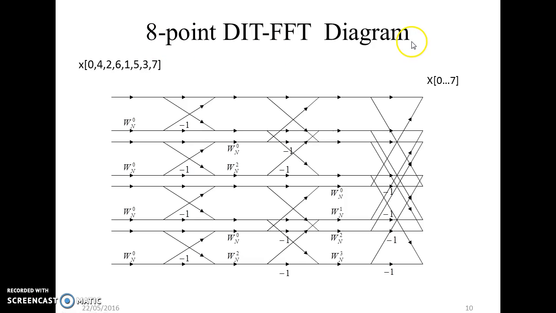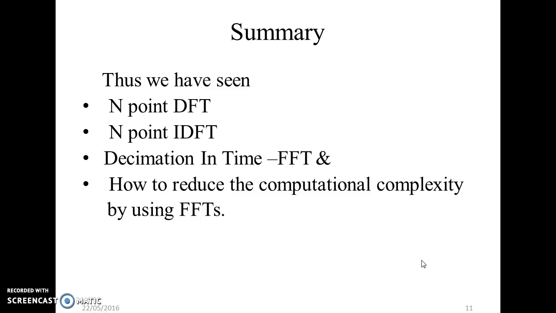8-point DIT FFT algorithm. If we are taking N equal to 8, that is an 8-point sequence, then we get the final decomposition, which is as shown in the figure. This is x of 0, x of 4, x of 2, x of 6, x of 1, x of 5, x of 3 and x of 7. This is the first level, this is the second level and this is the third level. In the third level, we get the output starting from X of 0, X of 1, X of 2, X of 3, X of 4, X of 5, X of 6 and X of 7.